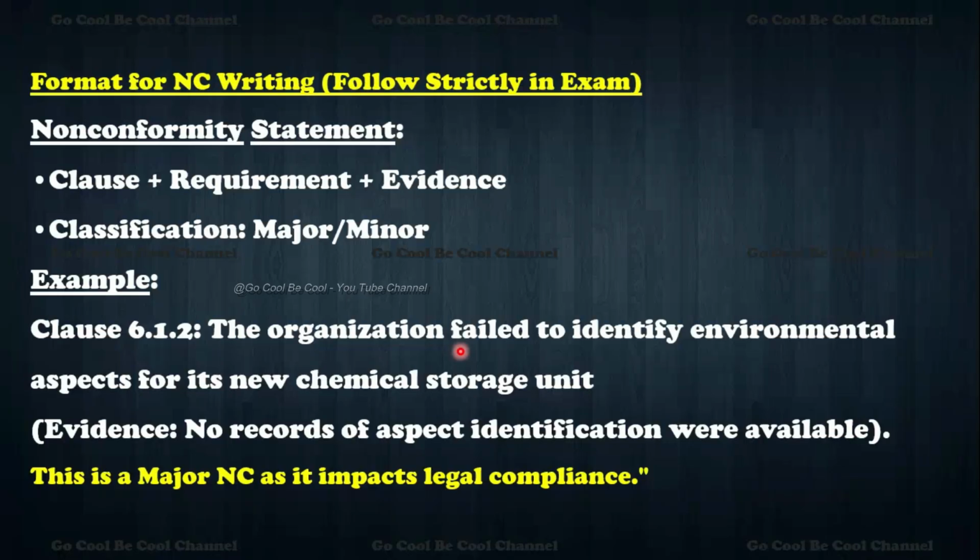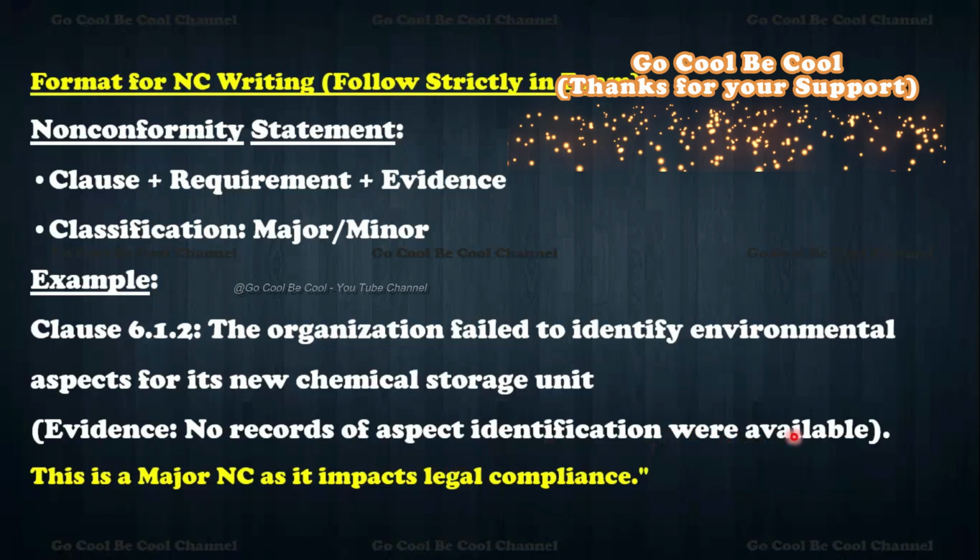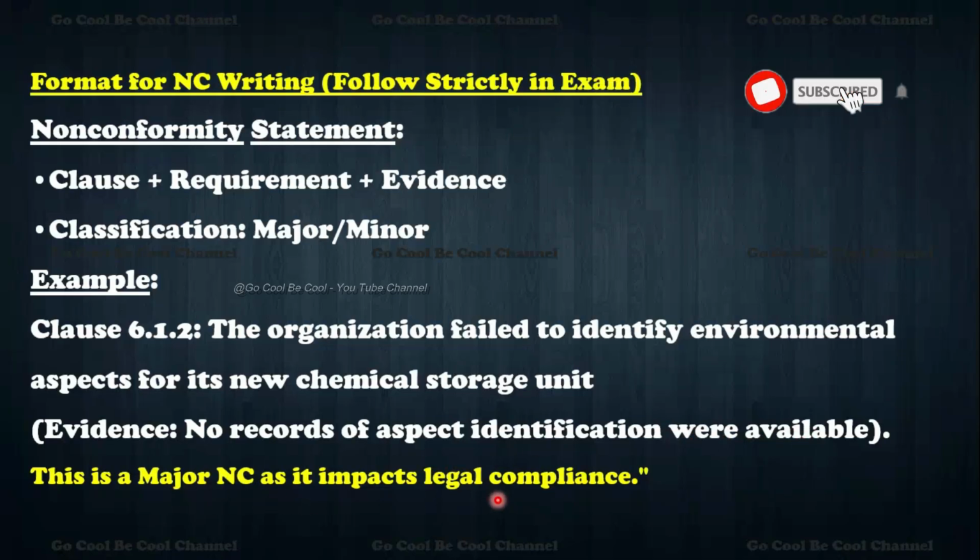Now, the format for NC writing, follow it strictly in the examination: non-conformity statement, like clause plus requirement plus evidence, and classification, major or minor. What is the example? 6.1.2, the organization failed to identify environmental aspects for its new chemical storage unit. Evidence: no records of aspects identification were available. This is a major NC, as it impacts legal compliance and everything.